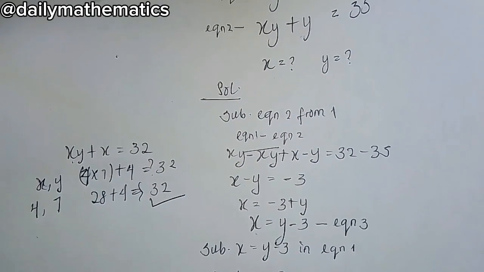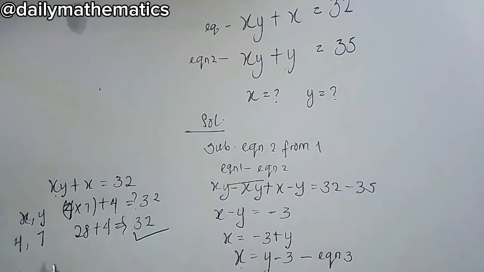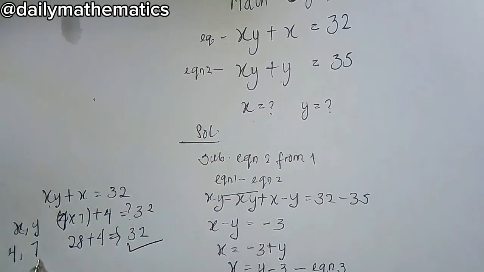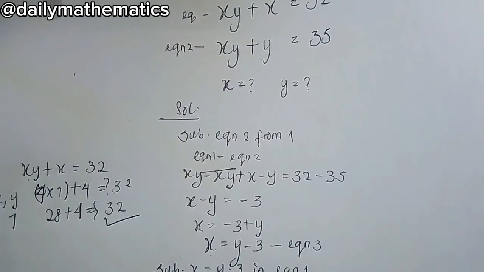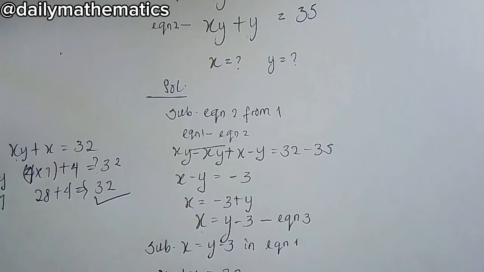How about for the second equation, which says xy plus y equals 35? xy is still 4 times 7, which is 28. 28 plus y, which is 7, 28 plus 7 gives us 35. So we are correct in both equations. That means this brings us to the end of this question.